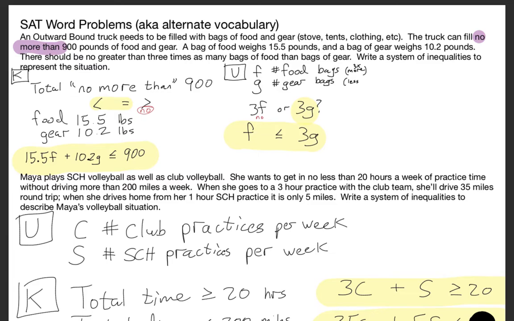So an Outward Bound truck needs to be filled with bags of food. You've got bags of food and bags of gear, like stoves, tents, and clothing. The truck can fill no more than 900 pounds of food and gear. A bag of food weighs 15.5 pounds, and a bag of gear weighs 10.2 pounds. There should be no greater than 3 times as many bags of food than bags of gear. Write a system of inequalities to represent the situation. So we're not even looking for a graph. We just want to write the system of inequalities.